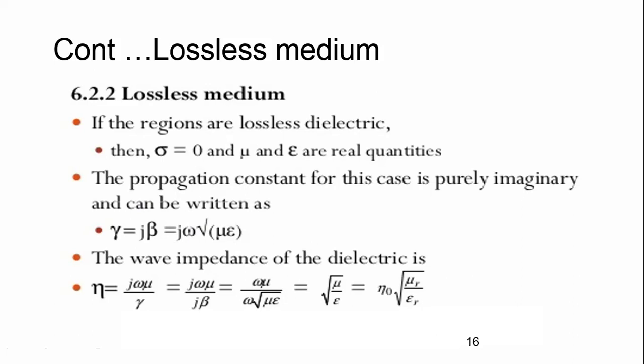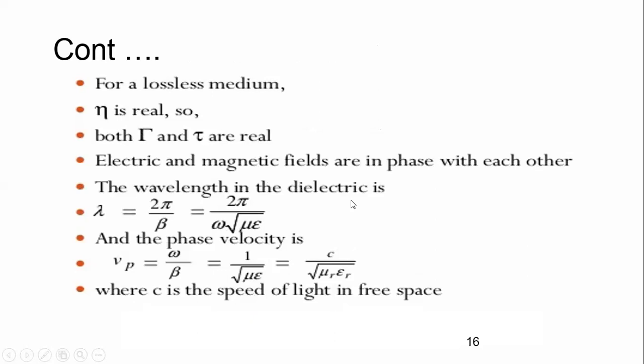All these expressions are required while you simplify numericals. Remember which terms you are using, whether the lossless, lossy, good conductor or perfect conductor medium; you should remember the condition and apply it in the expression or formula. So eta equals j omega mu divided by the propagation constant. If the values are given, you can directly substitute. Otherwise, you need to convert the propagation constant into beta, and apply omega root of mu epsilon. Otherwise, you can substitute the constant values mu 0 and epsilon 0 that you already have. In this way, you can get the expression for the characteristic impedance.